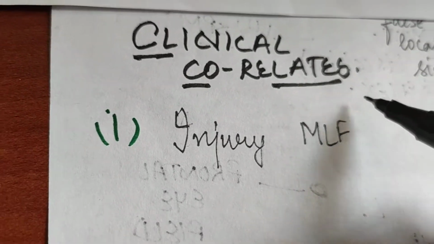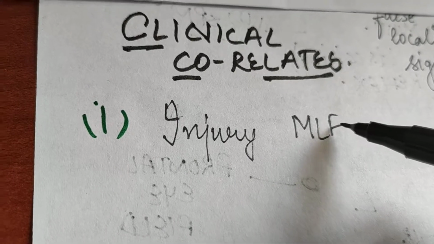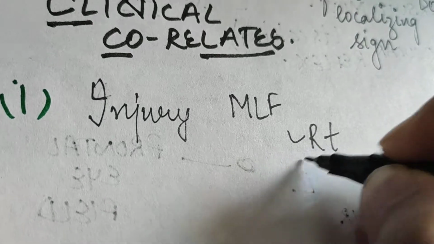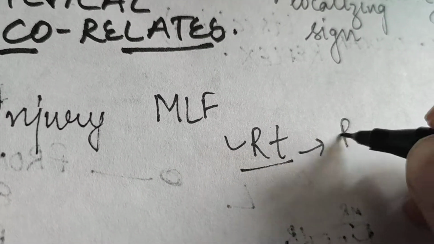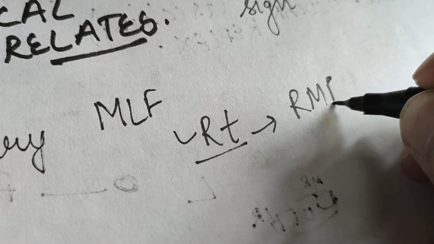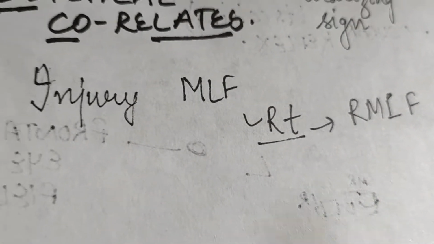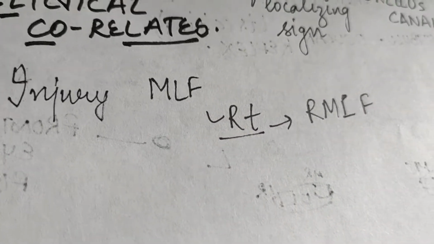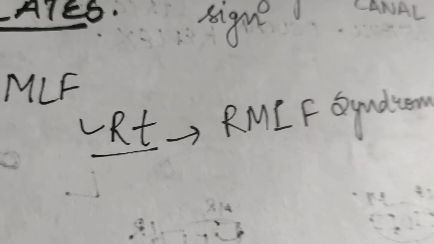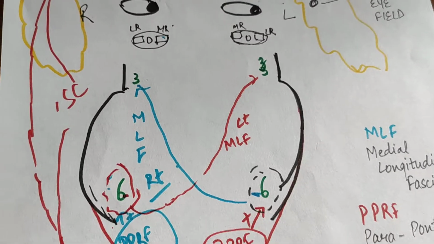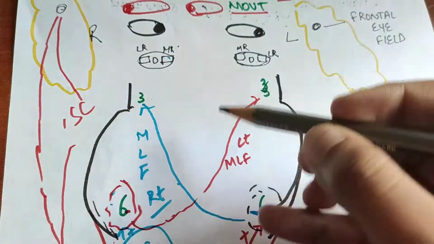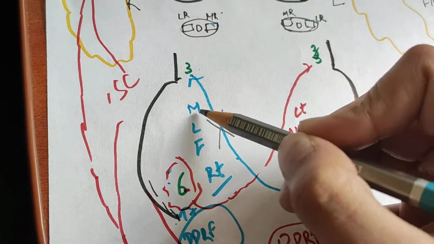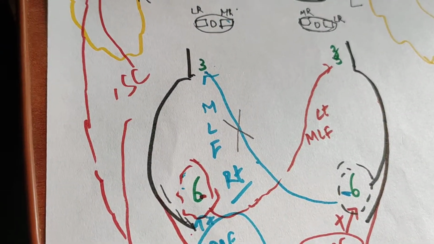Okay, if there is unilateral damage to the MLF, only one side, suppose right or left. If we talk about the right side, if there is damage, then there will be RMLF syndrome. That is, the right medial longitudinal fasciculus is damaged, RMLF syndrome. What happens in the right MLF syndrome? Here, this is the right side and this is the right MLF. So if this is damaged, what will happen?